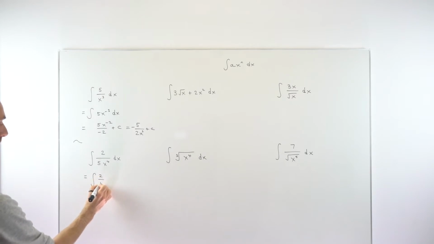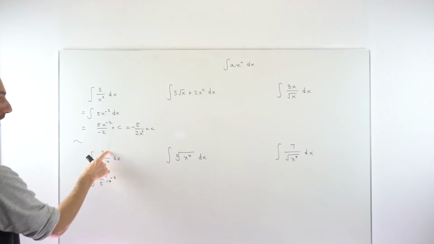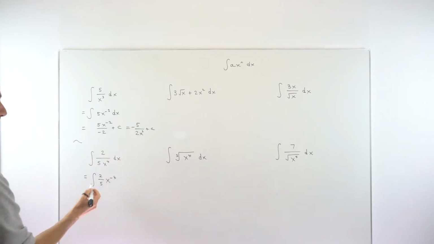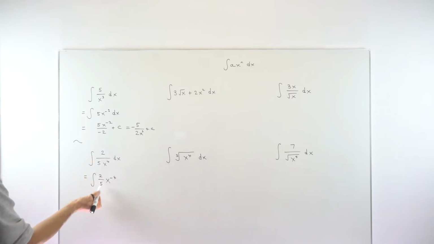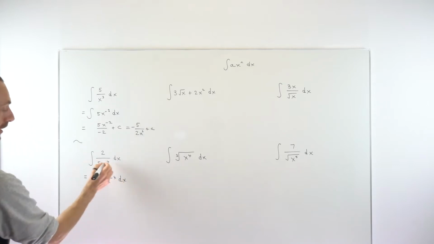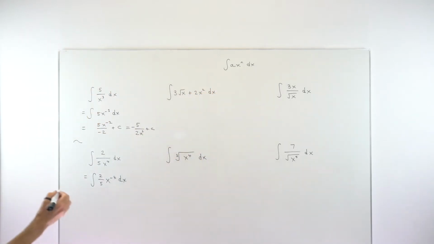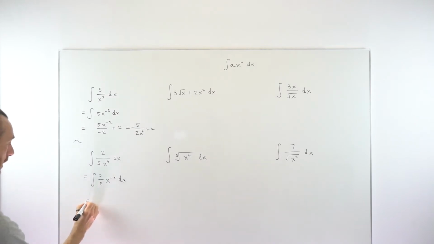So 2 over 5 in front of the term x to the minus 4. Because when you bring that x to the top of the fraction, it becomes x to the minus 4. And 2 over 5 is just a fraction 2 over 5. So that would be this term now put into this format, in other words, put into an integratable form. So we can now go ahead and perform the integration.